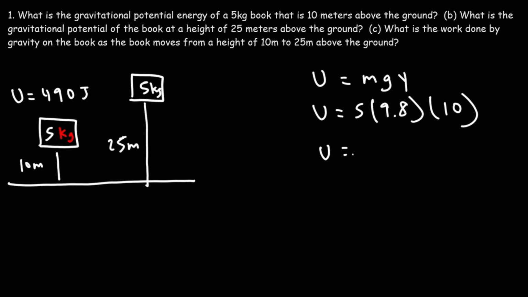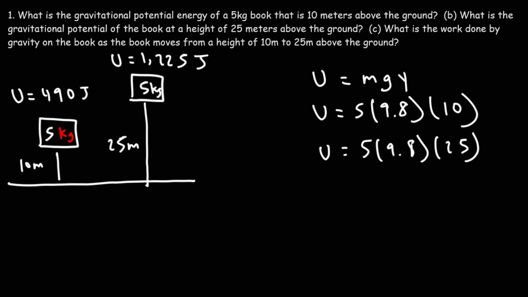So we're going to use the same formula. The only difference is we have a different y value. Instead of 10, it's going to be 25. So the new gravitational potential energy is going to be 1,225 joules.